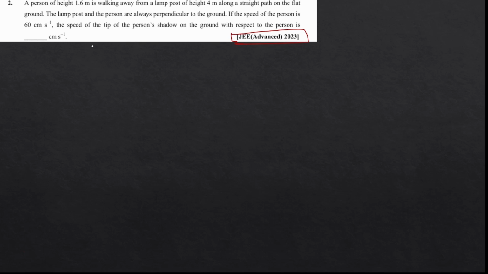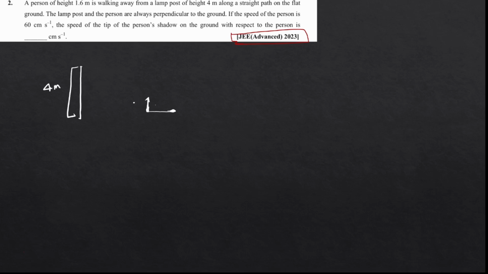So how this has to be approached, see here what this is saying: there is one lamp post and its height is 4 meter, right? And one man is walking near this lamp post, and the lamp post is exactly perpendicular to the ground. So imagine this situation. What would be happening? It would be throwing the light like this, and this man would have his shadow like this, exactly opposite, and this would be the tip of that particular shadow.